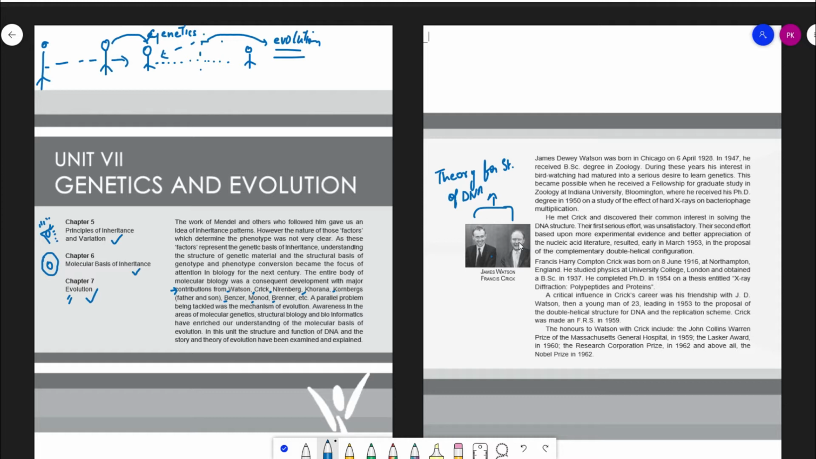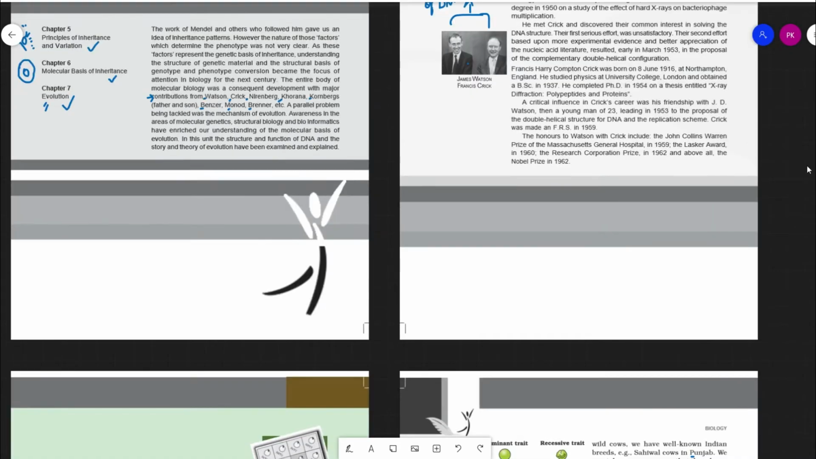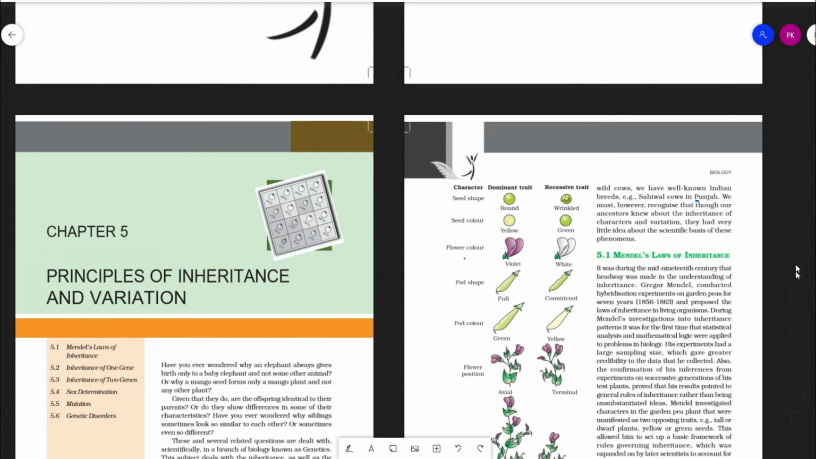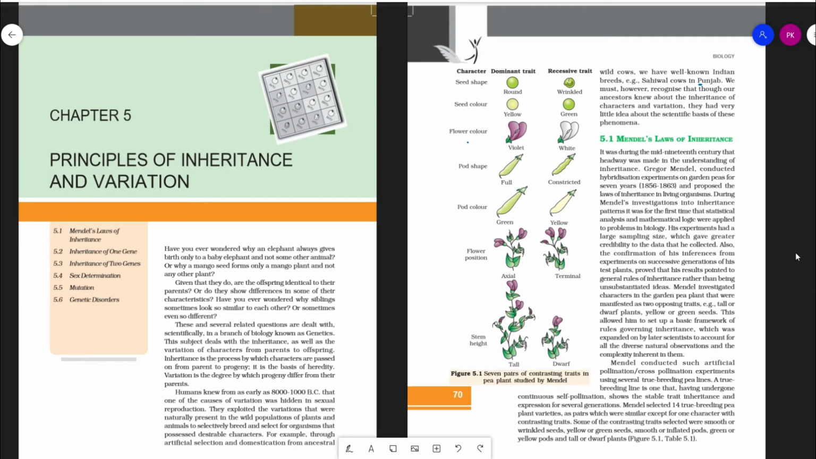And we are going to learn the structure and the molecular basis of inheritance. Okay, let's just start the chapter. The first chapter that you are going to learn is Principles of Inheritance and Variation. Now you are going to observe every genetics part with your eyes.